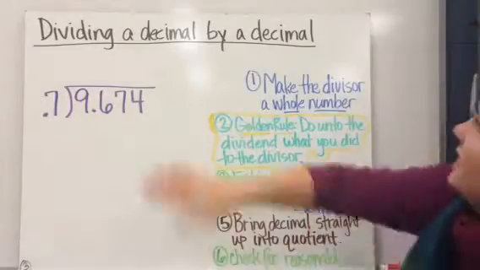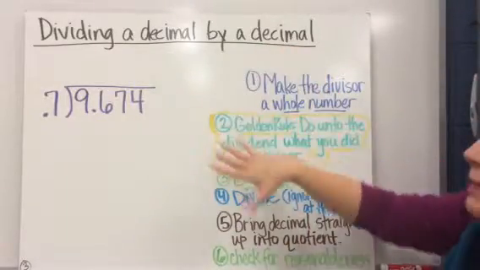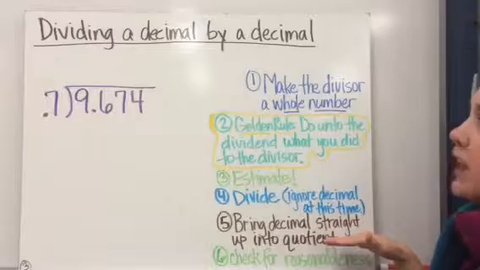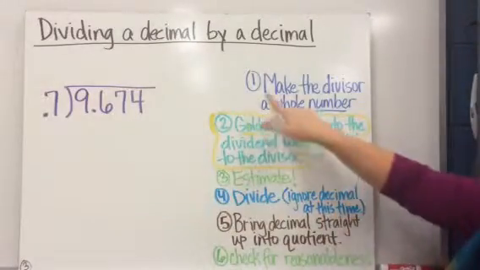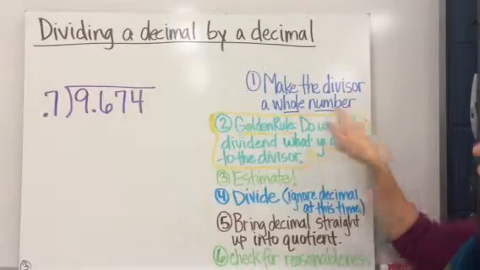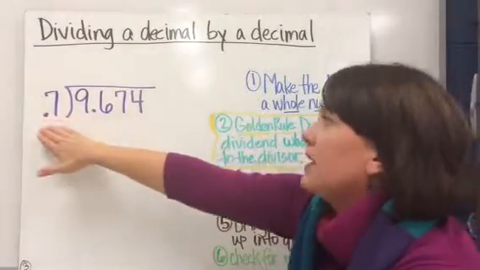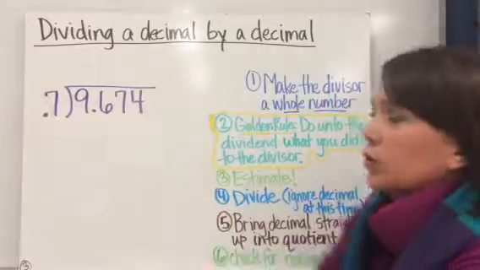Now we're going to talk about dividing a decimal by a decimal. The steps are a little different, so I think it's important that you write these down separate from the steps that you wrote in the first board. You're going to make the divisor into a whole number. Right now I have a decimal divided by a decimal, and I'm going to make this divisor a whole number.